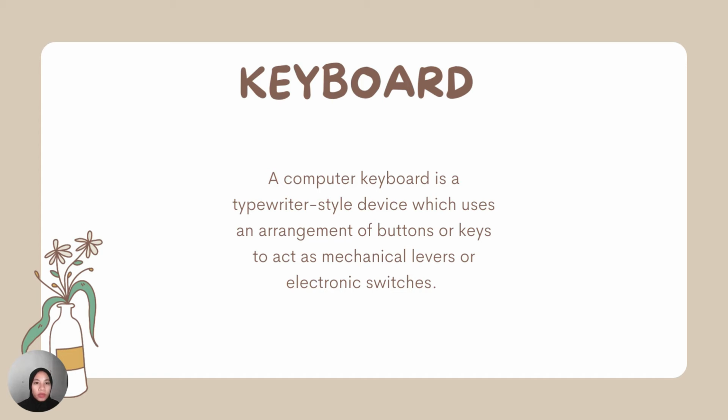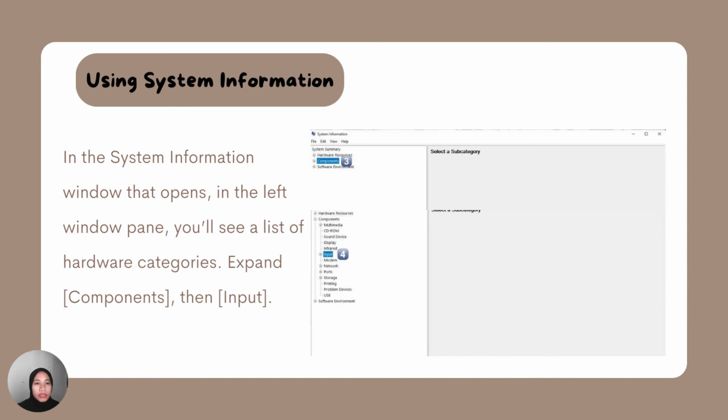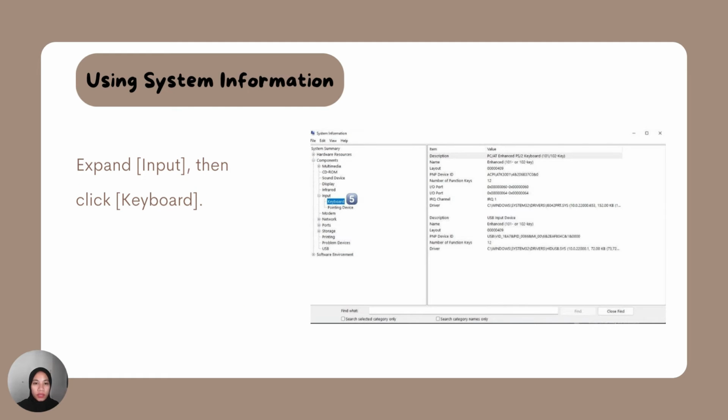Keyboard is a computer typewriter style device which uses an arrangement of buttons or keys to act as mechanical levers or electronic switches. So to check the keyboard, first thing first, you have to press the Windows key, type system information and press enter, and then click open. And in the system information window that opens, in the left window pane, you will see a list of hardware categories. Expand components, and then input. So in this section, you can see the description of the keyboard, the name, layout, and many more.